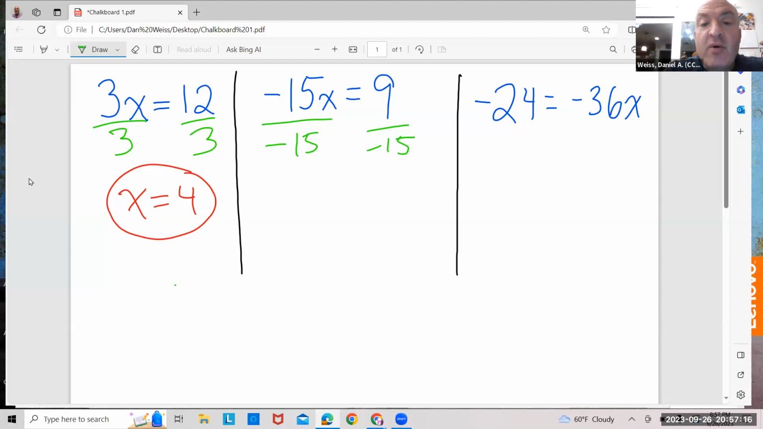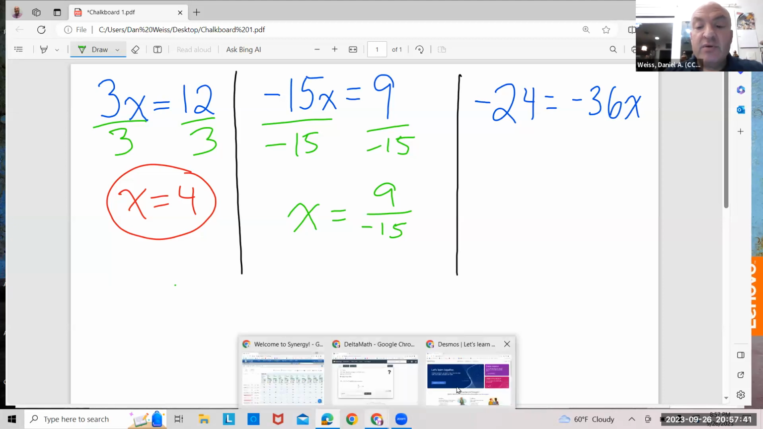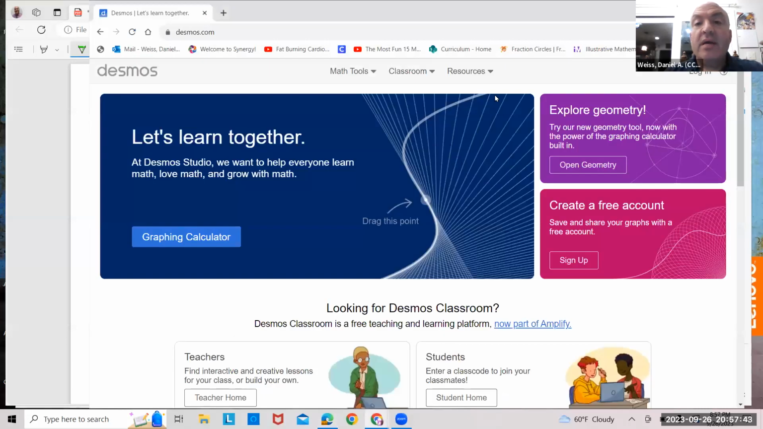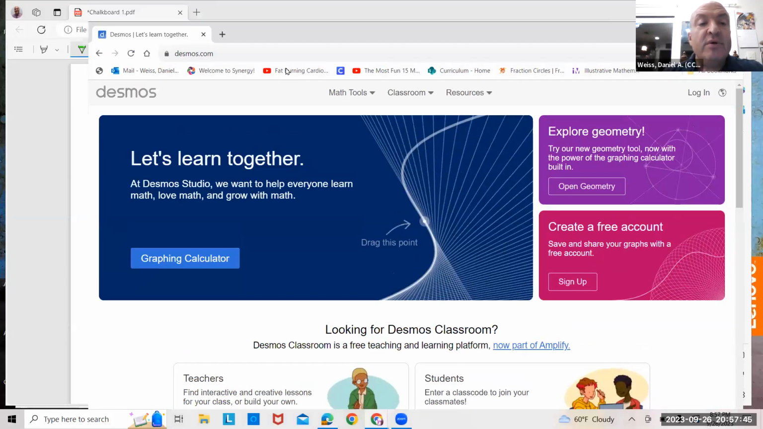Okay. Now, wait a minute. On Delta Math, really in any other case also, you have 9 over negative 15, which is the same as negative 9 over 15. So this simplifies. So you have to simplify. Here's what I want you to do. I want you to go to Desmos.com.